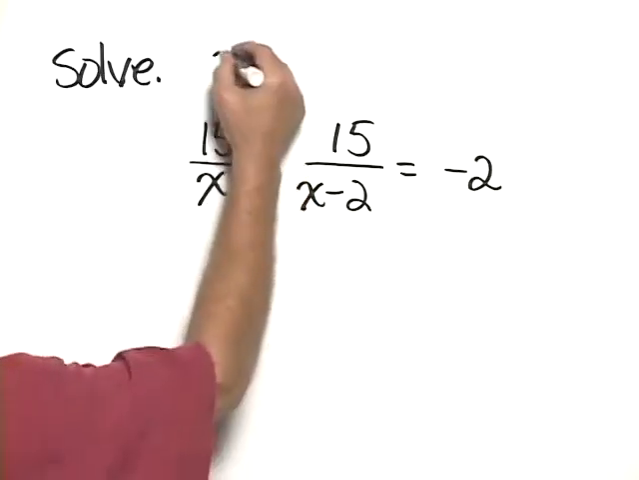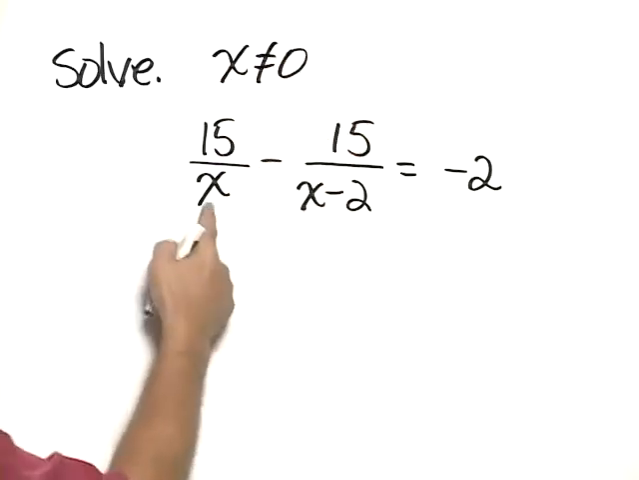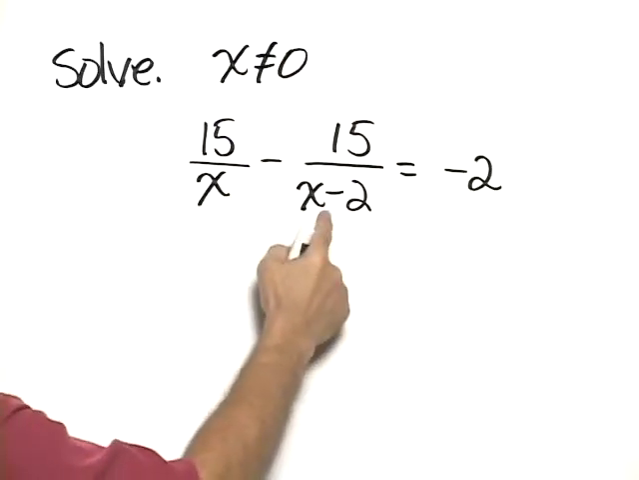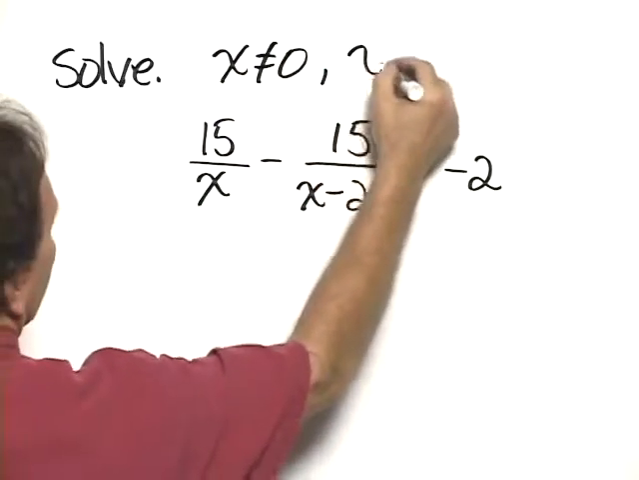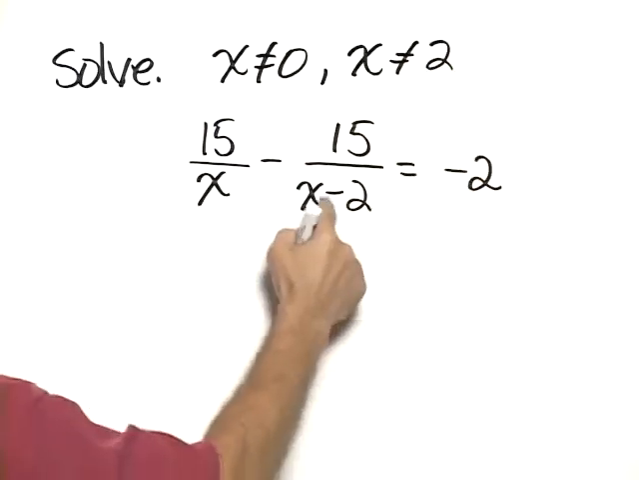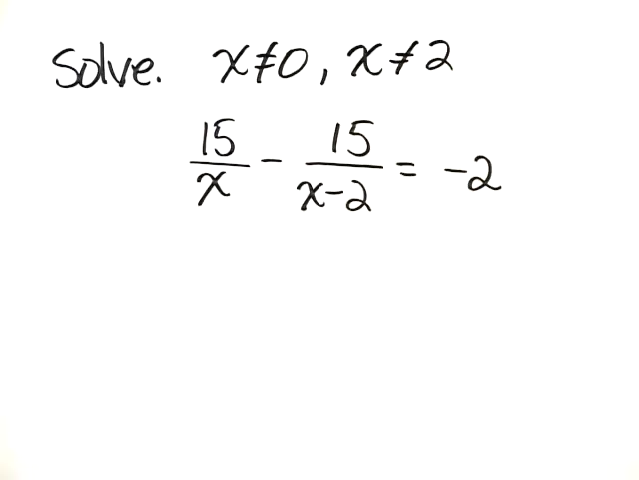In this case, x cannot equal 0 because it would make this denominator 0. And here, x cannot equal 2. 2 minus 2 would be 0 in that denominator.